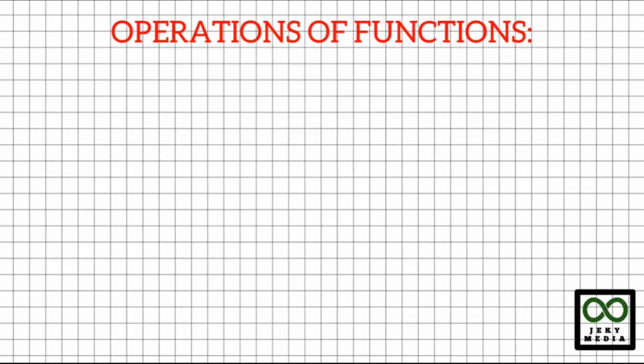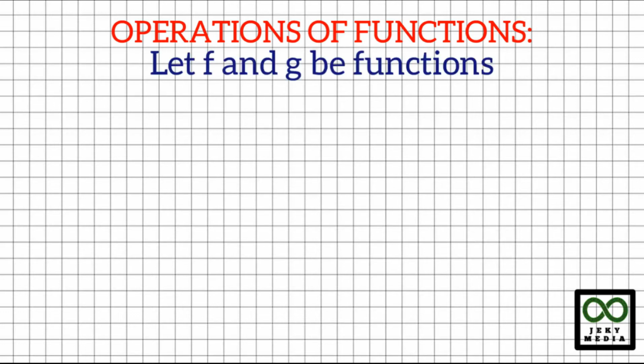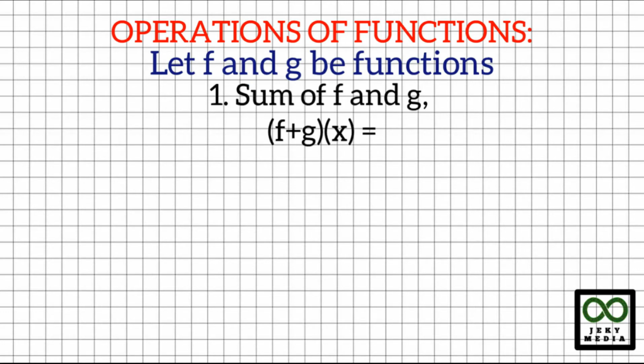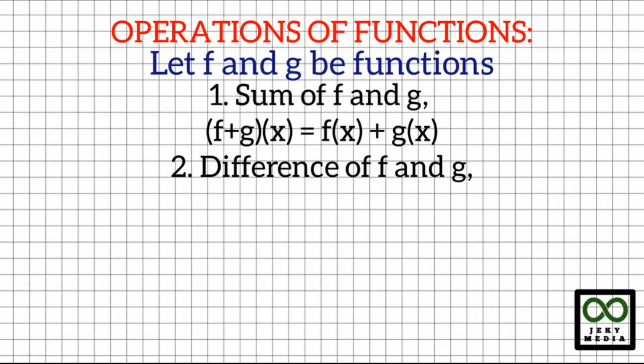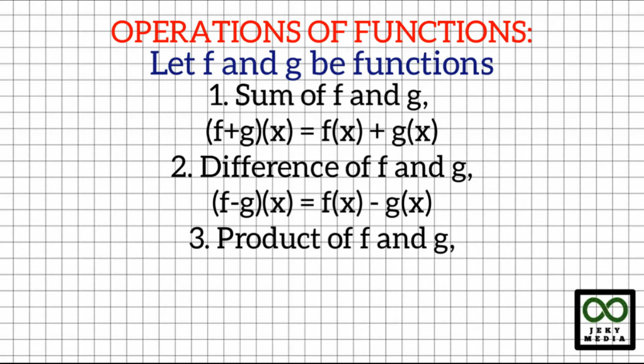Now, let's continue to the main topic. The operations of functions. Suppose we have two functions, function f and function g. The sum of functions f and g is represented by f plus g of x is equal to f of x plus g of x. The difference of f and g is represented by f minus g of x is equal to f of x minus g of x. The product of f and g is represented by f times g of x is equal to f of x multiplied by g of x.